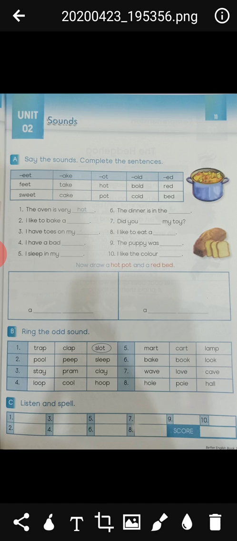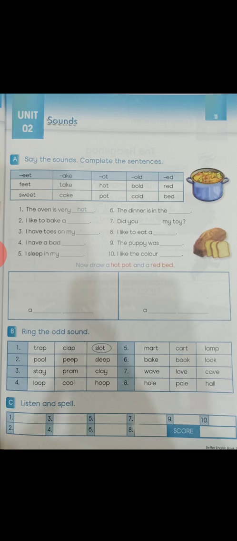What can you bake? Cake. I like to bake a cake. Now can you see the sounds of bake and cake are same? Because they have same ending alphabets. A-K-E. Bake, cake. I like to bake a cake.